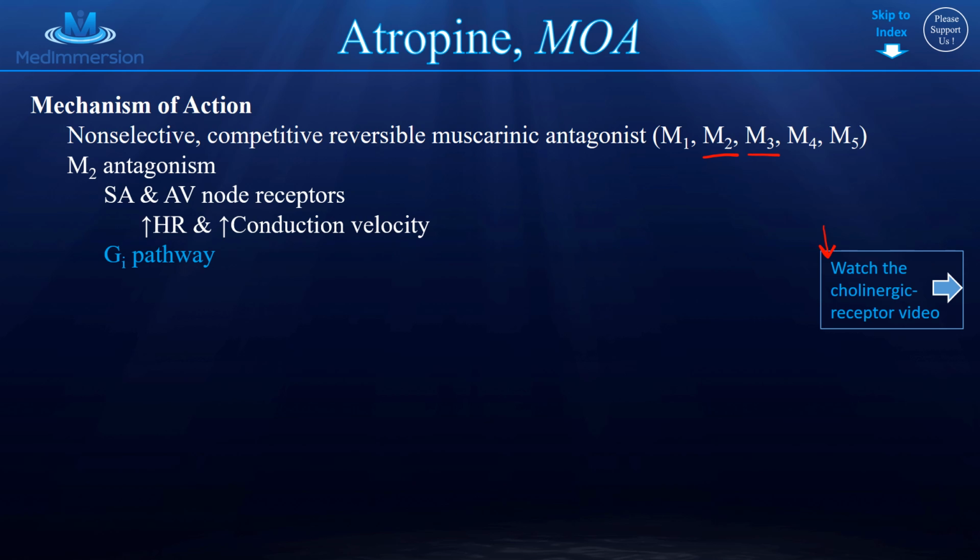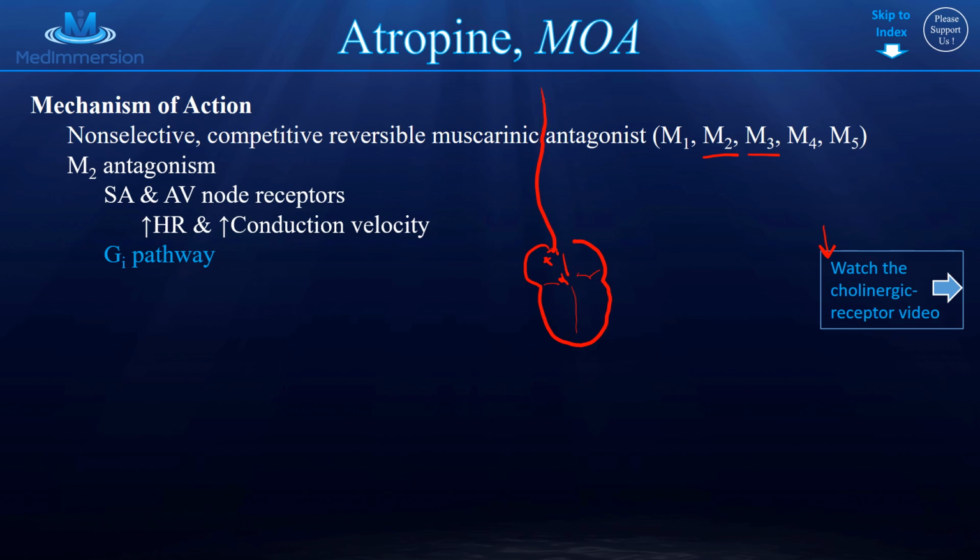Well, you need to ask yourself, where are all the M2 receptors? Or not all of them, but a lot of them. And the answer is in the heart. There's a lot of M2 receptors in the SA or sinoatrial and AV or atrioventricular nodes, which normally sense parasympathetic tone from the vagus nerve.